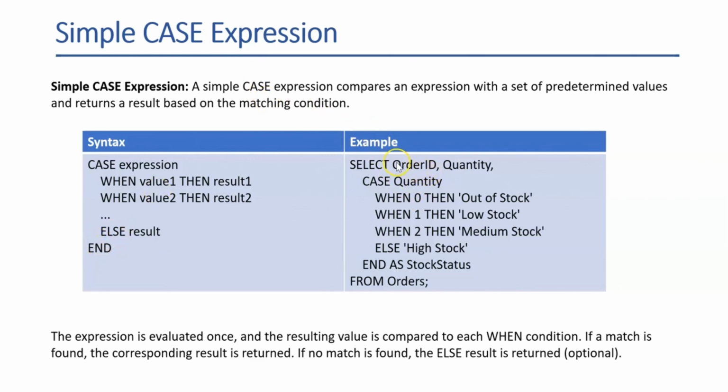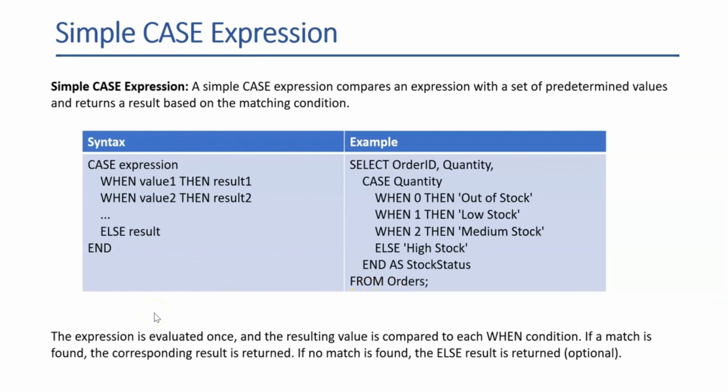What we want to do here is have one more column, that is the stock status. Here my expression is the quantity. Quantity is a column, so this value is passed here. If quantity is 0, then it returns out of stock. When it is 1, then low stock. When 2, then medium stock. If none of these conditions are true, then it will return high stock. And we are using the orders table.